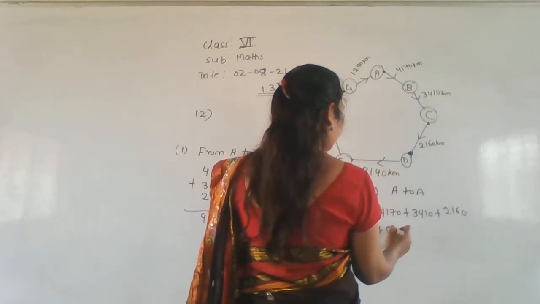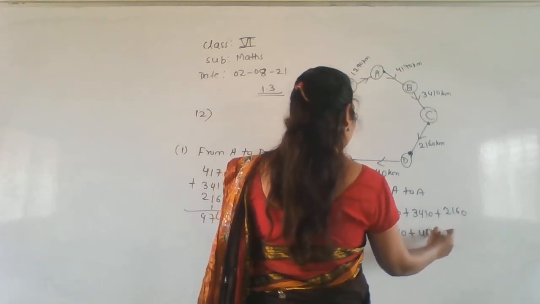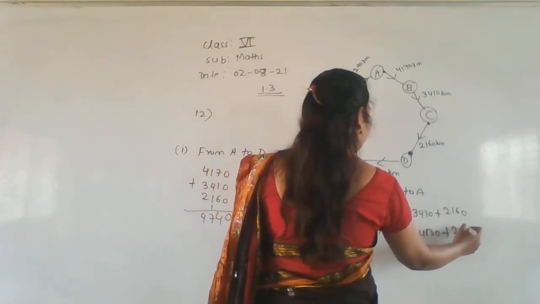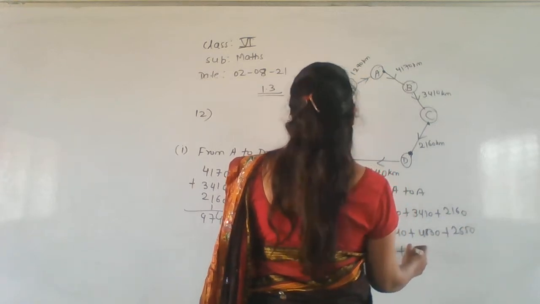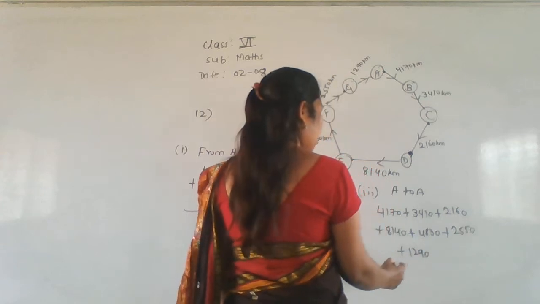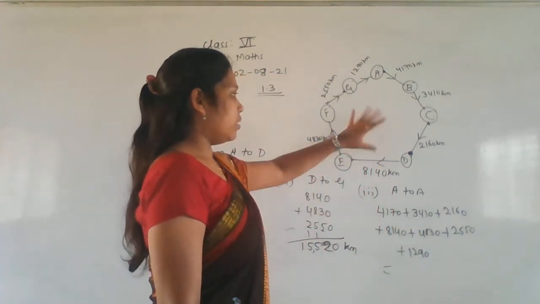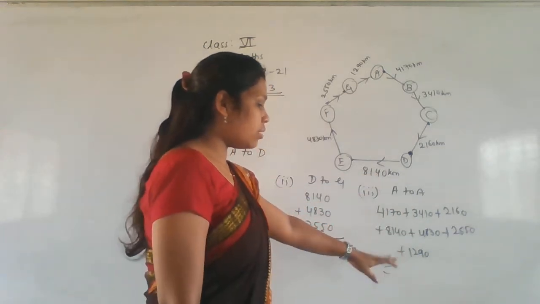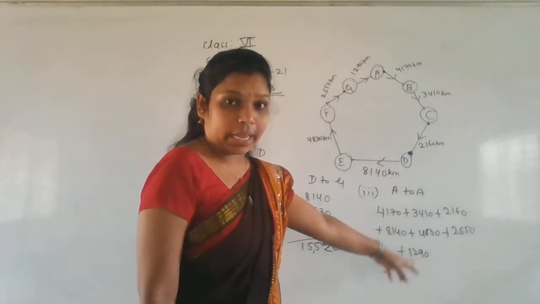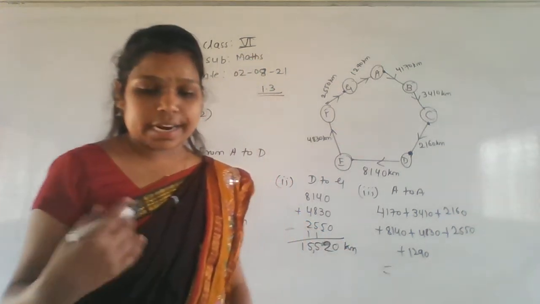Plus 8,140 plus 4,830 plus 2,550 plus 1,290. Okay. So the final answer you write yourself. See here, I wrote only distances. Add all the distances and write the total distance A to A. Okay. That one is left with you only. Only addition is there.